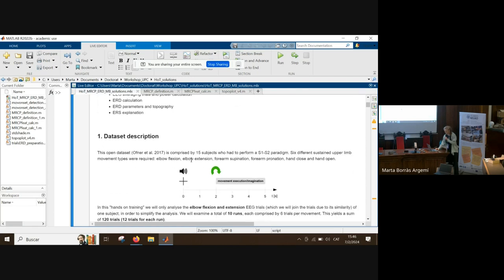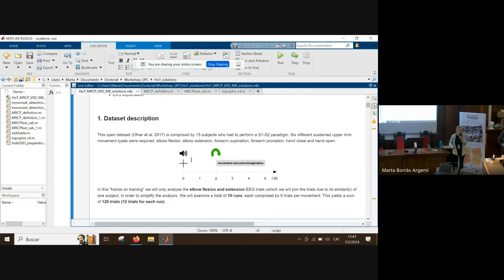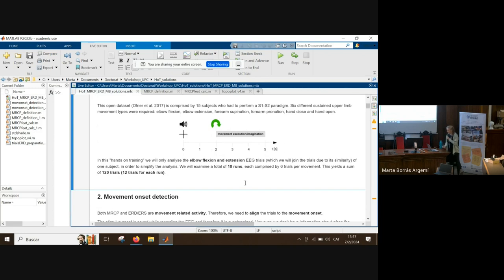Okay, so the data set that we will analyze is the one that you already know. It's the same as we have already recorded. But today, we will see only one subject. As you know, in this database we had 15 subjects with 10 runs and 6 different movements.